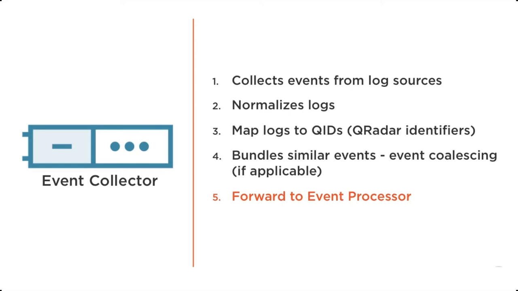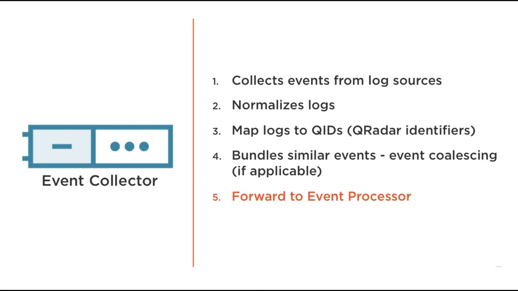In some cases QRadar bundles similar events. That's also called event coalescing, if applicable. For example, you have a high number of identical events in a very short time, so QRadar bundles them into one event and marks it as coalesced. Once that is done, QRadar forwards the data to the event processor, as configured. The collector sends the data through an encrypted channel to the processor.